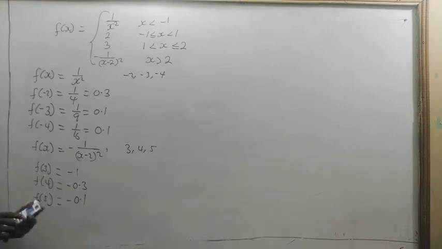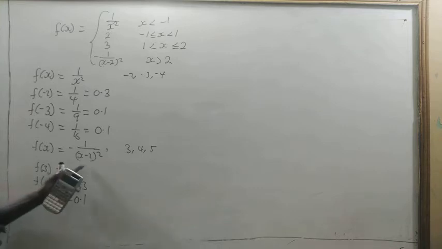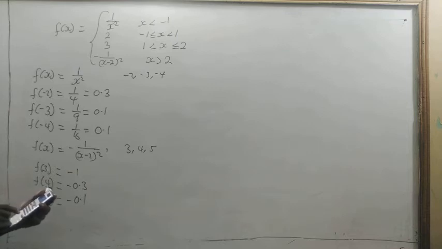So check all those for me to see. -1 divided by 5 minus 2 squared. Yes, that will give me this. Okay, so what we've done there is correct.